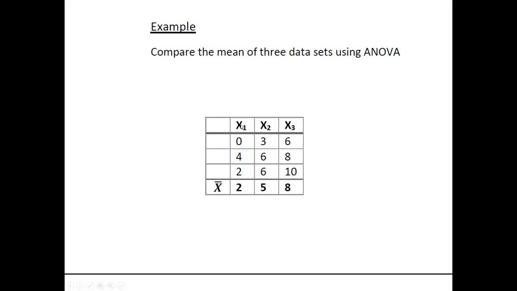So x1 gave us the values of 0, 4, and 2, x2 gave us the measures of 3, 6, and 6, and x3 gave us measures of 6, 8, and 10. At the bottom row, I've taken the liberty of calculating the mean. The x1 mean is 0 plus 4 plus 2 divided by 3, which is 2. The mean of x2 will be 5. The mean of x3 will be 8.